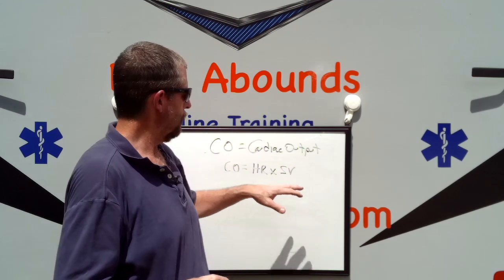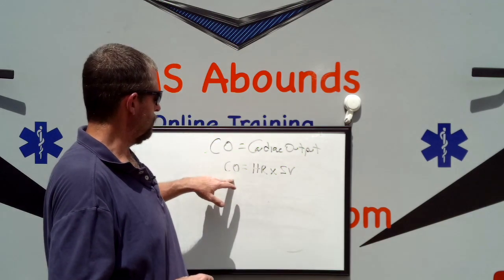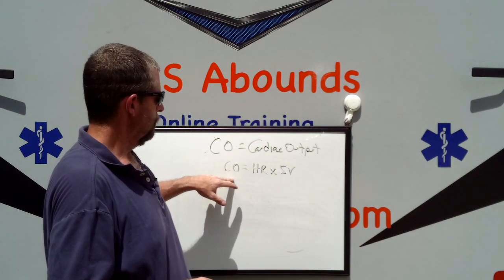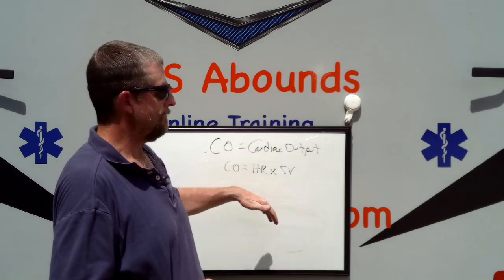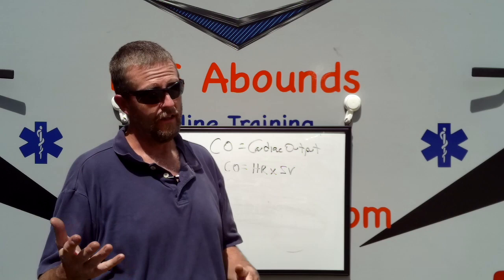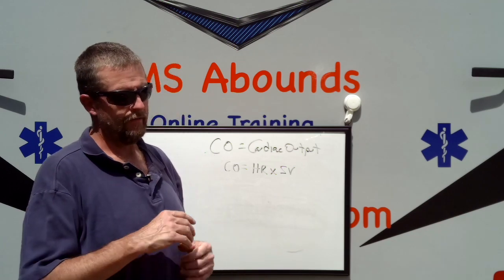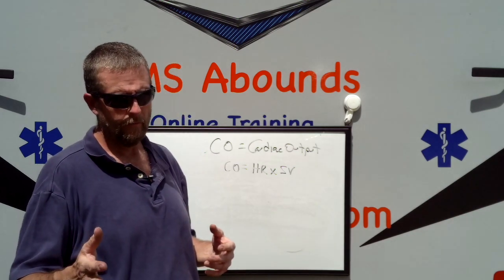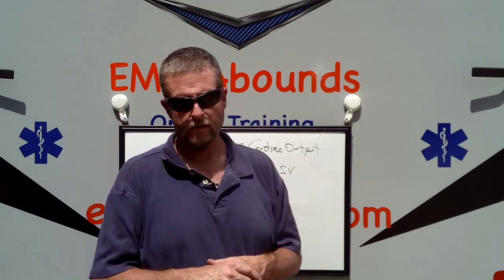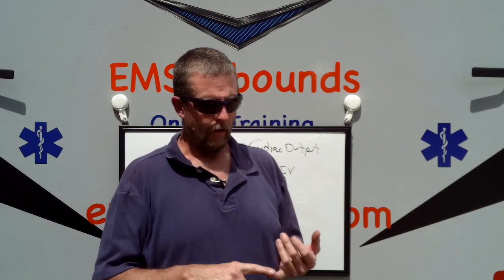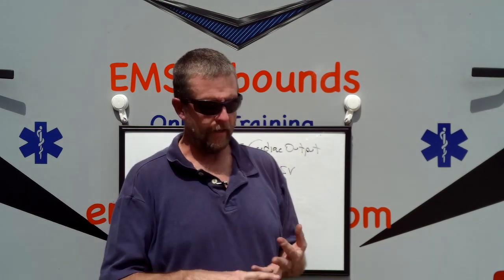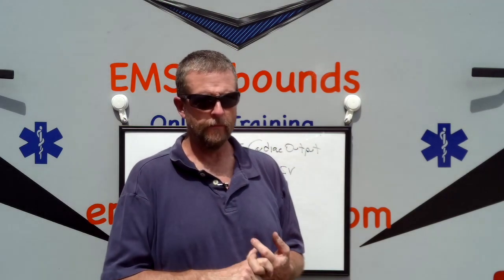Okay, so stroke volume times heart rate equals cardiac output. When we talk about shock, we'll talk about some different things that affect all of these and how we, even as EMTs, can affect stroke volume. Okay, so that's my review of A&P at this point. Heart is the pump. Vessels are the pipes. Blood is the fluid. Okay.